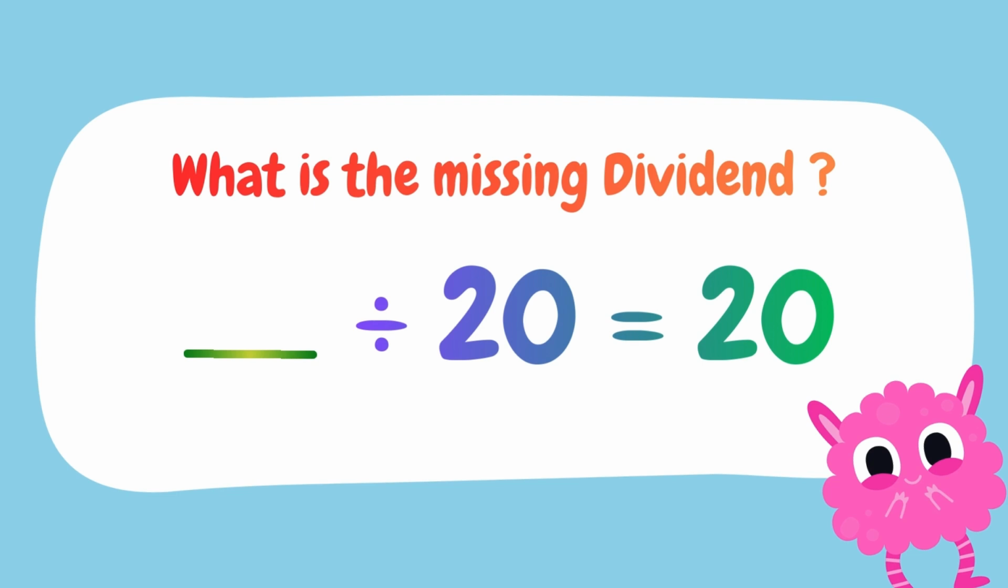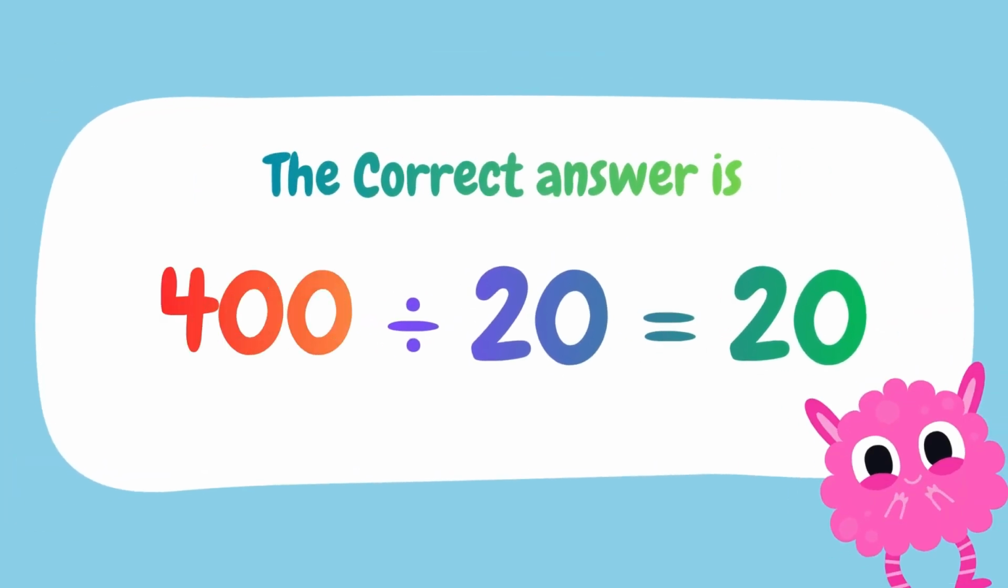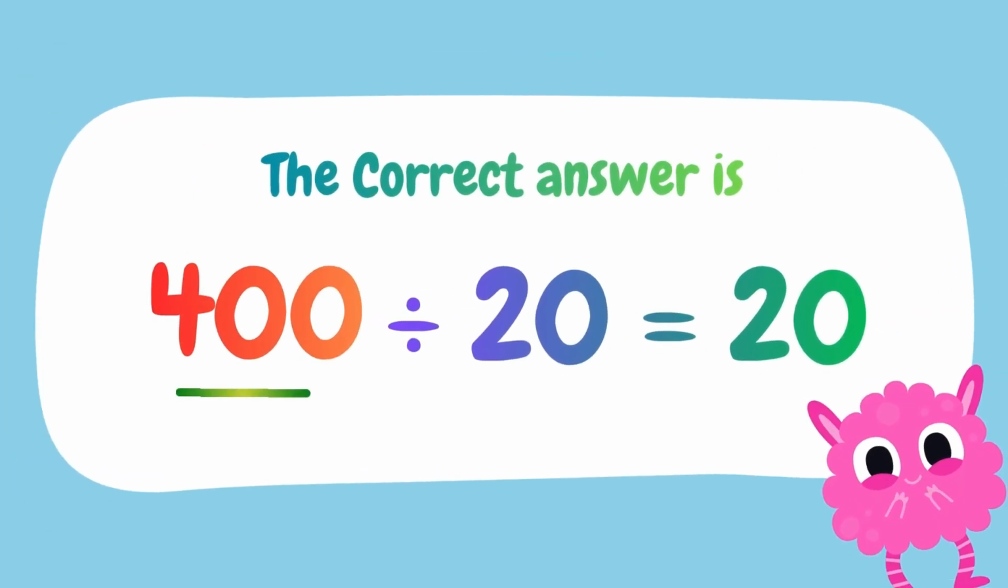What is the missing dividend? The missing number is 400. 400 divided by 20 equals 20.